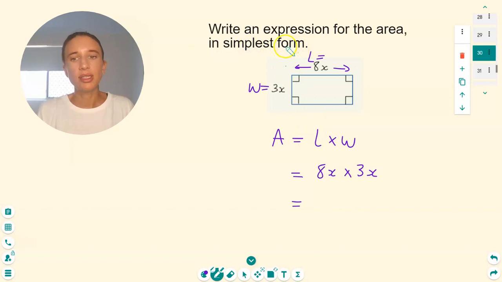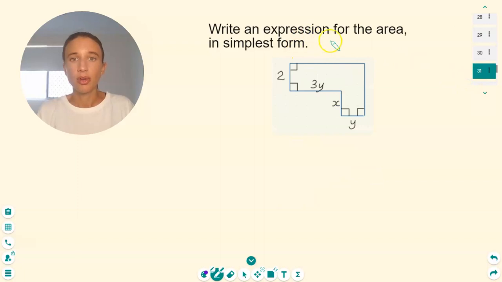And then we want to leave it in simplest form, so let's make sure we do this. 8 times 3, multiply those coefficients. 8 times 3 is 24. x times x is x squared. Here is our expression for area in simplest form.